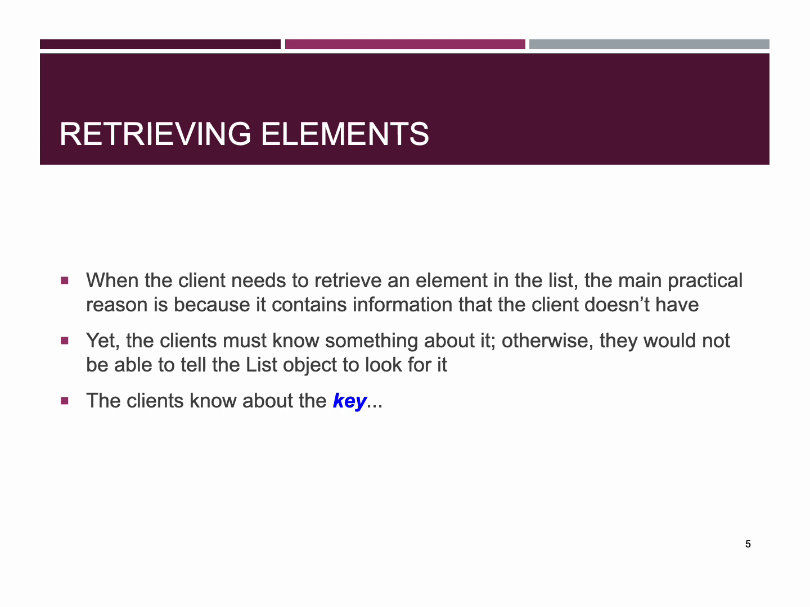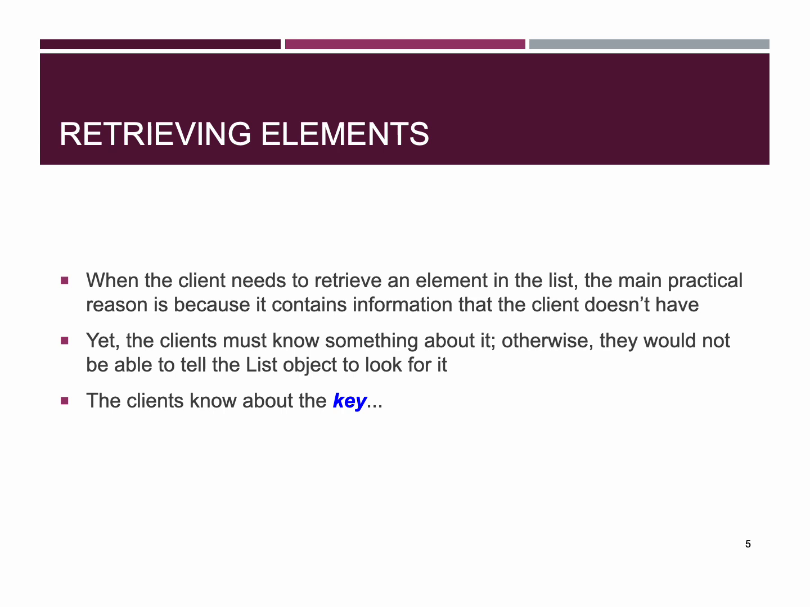Okay, so let's see retrieving elements. We'll see how elements are retrieved from a list. Typically, the primary reason for retrieving an element is that it holds some information that the client or the user of the list needs. However, for a client to request a specific element, they need to know something about it beforehand.